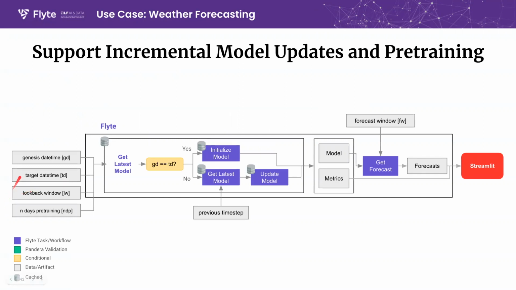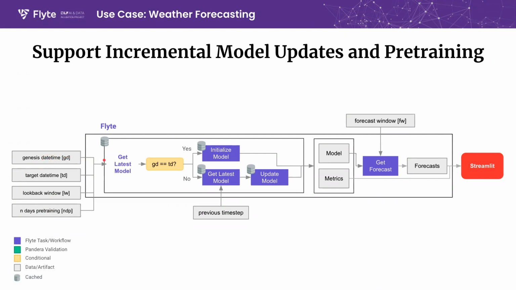Basically, the inputs to the Flyte workflow are this genesis date time, which is when the first ever run of this model will occur, and then a target date time, which is greater than or equal to the genesis date time. This is the thing that increments when you schedule this job to run, say every hour. You have a look back window, which tells you how many time steps back, in this case at an hourly resolution, your model has access to make the next forecast. And then how many days of pre-training do you want when you initialize your model at the genesis date time?